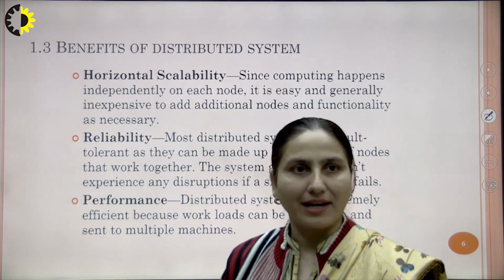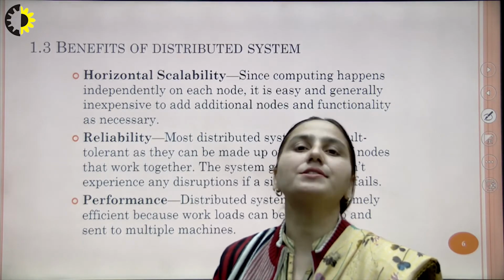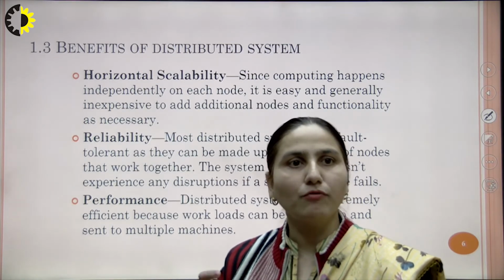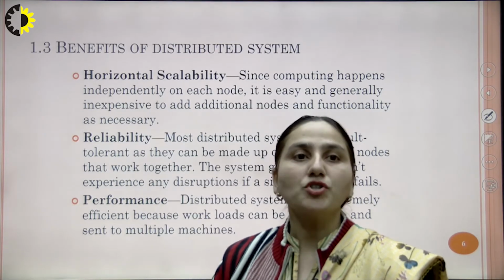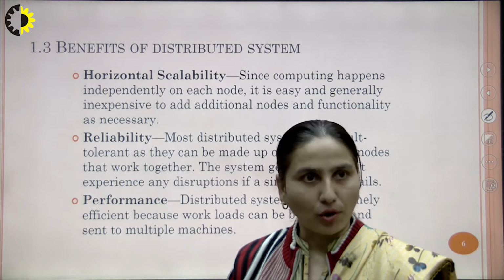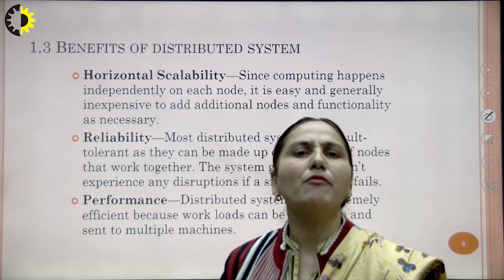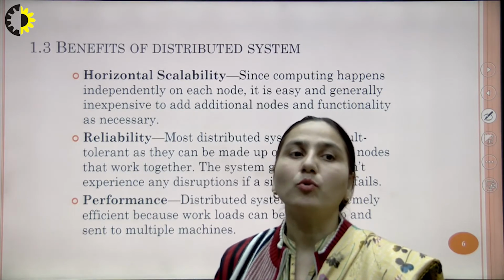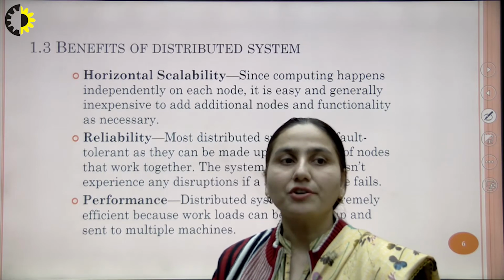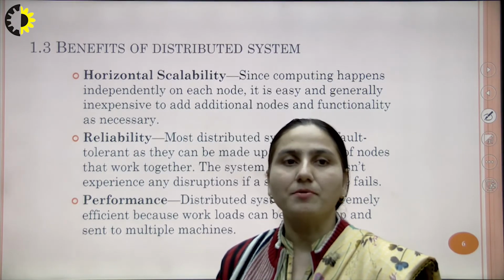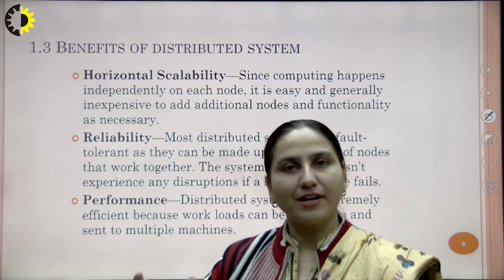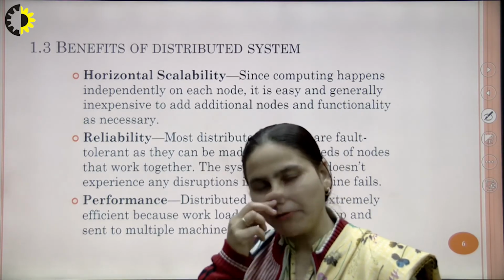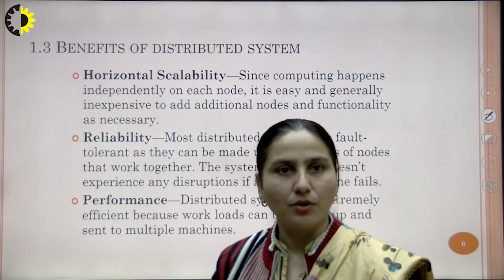What is actually reliability? Why do we want a system to be reliable? Why do we want a particular network to be reliable? Most distributed systems are fault tolerant, as they can be made up of hundreds of nodes that work together. The system generally doesn't experience any disruptions if a single machine fails. It is not like if you have different nodes and there is a single machine failure, the system is going to crash. No, it's not like that.